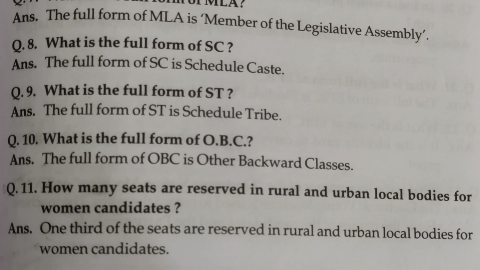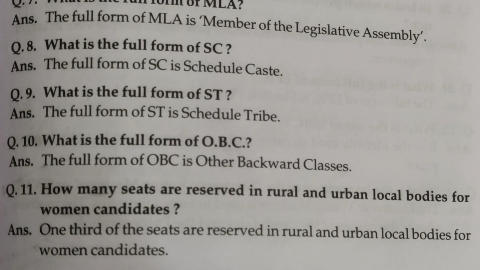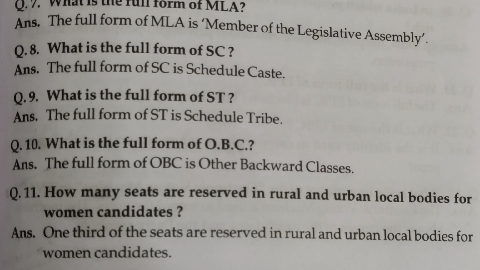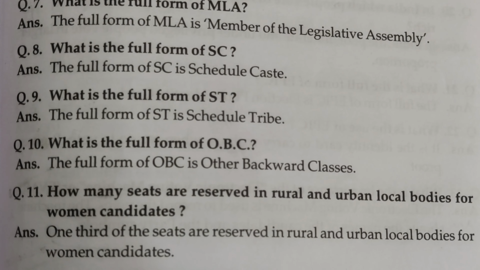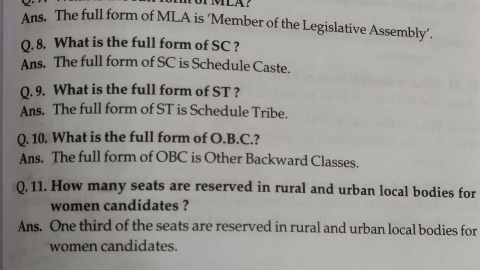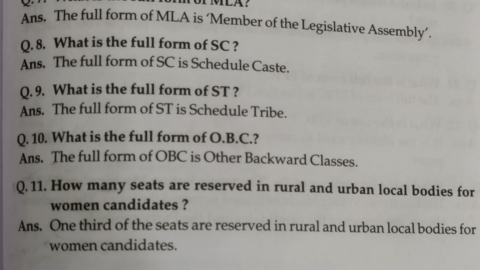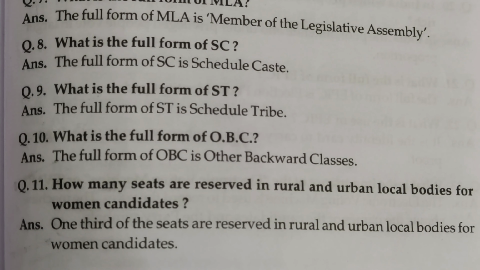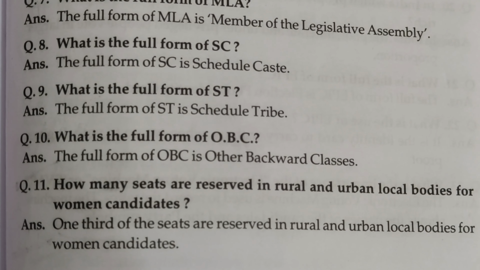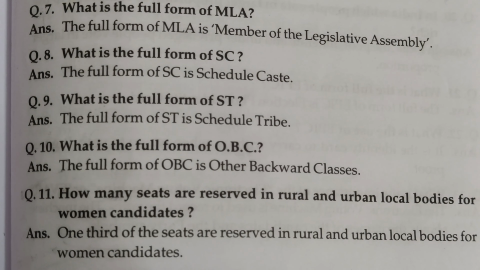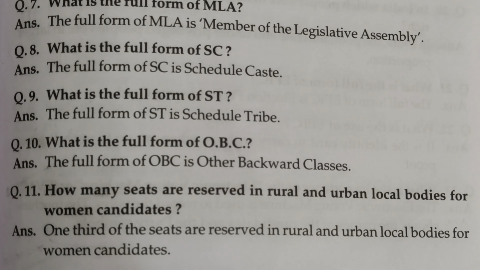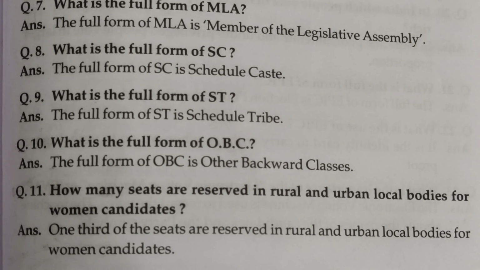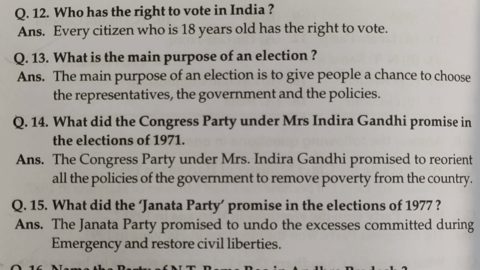What is the full form of ST? The full form of ST is Scheduled Tribe. What is the full form of OBC? The full form of OBC is Other Backward Classes. Question number 11. How many seats are reserved in the rural and urban local bodies for women candidates? And the answer is, 1/3 of the seats are reserved in rural and urban local bodies for women candidates.